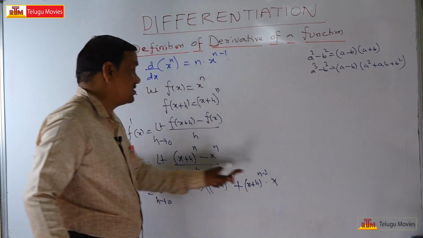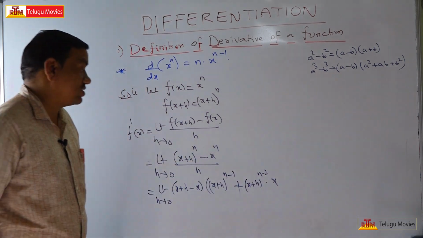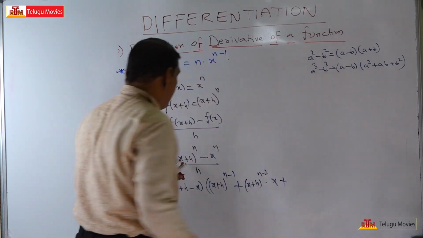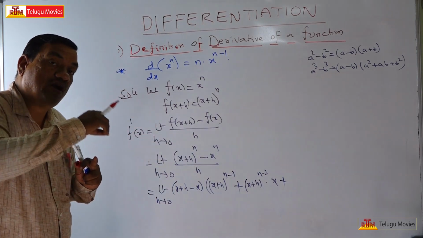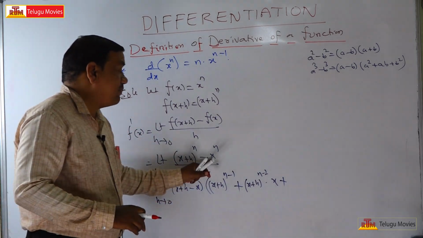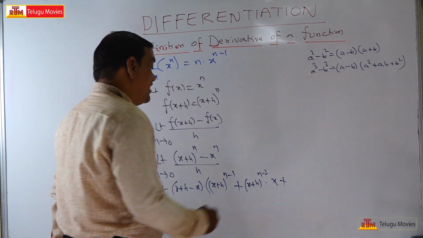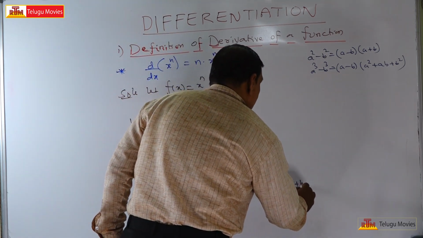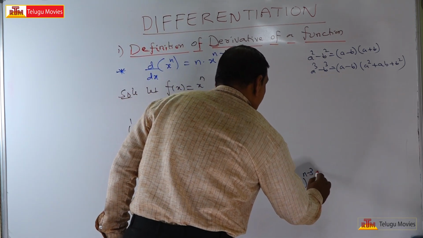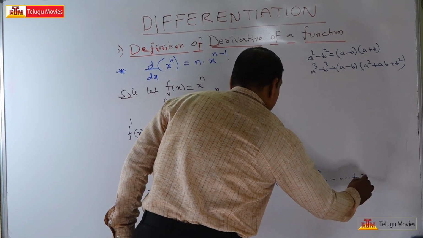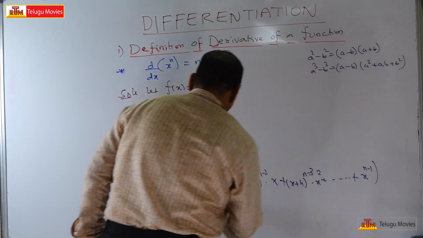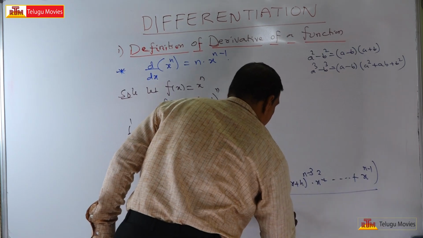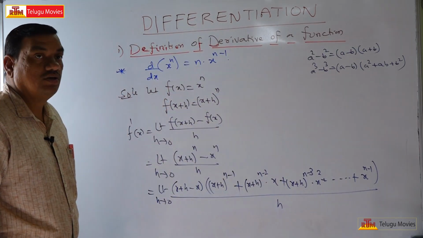and again here x starts. From here onwards, x starts. Again, the power of (x plus h) will be decreased by 1 and the power of x will be increased. So the next term is (x plus h) to the power n minus 3 into x square, and so on, up to x power n minus 1, whole divided by h. Okay now.